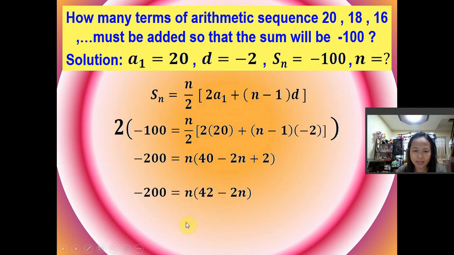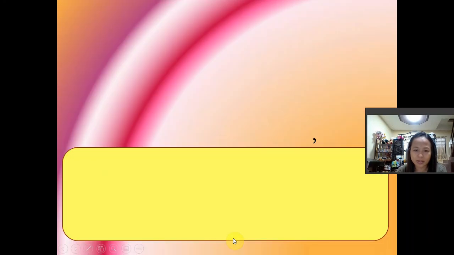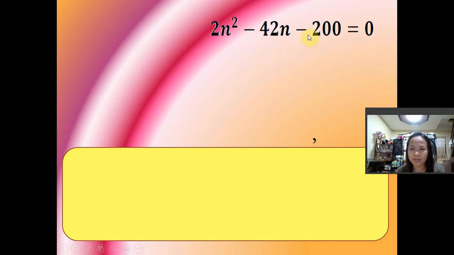Next, distribute this n. So what will happen here? We have n times 42, this will become 42n. And then n times negative 2n will be negative 2n squared. As you noticed, we are trying to make a quadratic trinomial. So we have 2n squared minus 42n minus 200 is equal to 0.